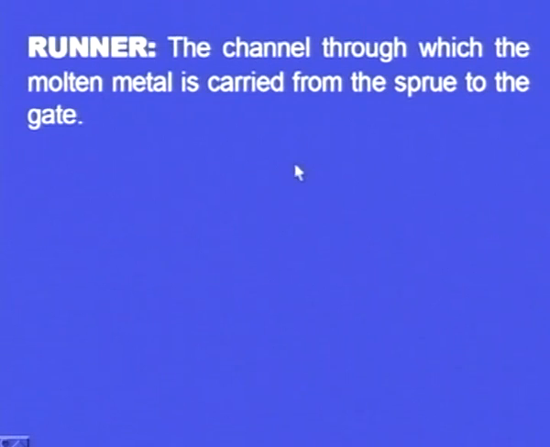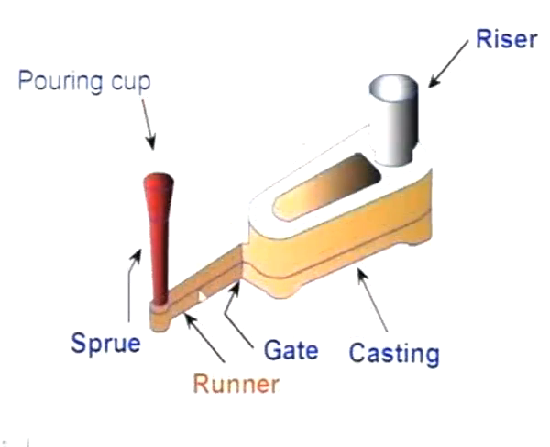And next term, the runner. It is the channel through which the molten metal is carried from the sprue to the gate. So, this is the runner. This is the choke, this is the sprue, this is the runner. Molten metal passes from the pouring cup, through the sprue and the choke, and reaches the runner, and finally it reaches the mold cavity.